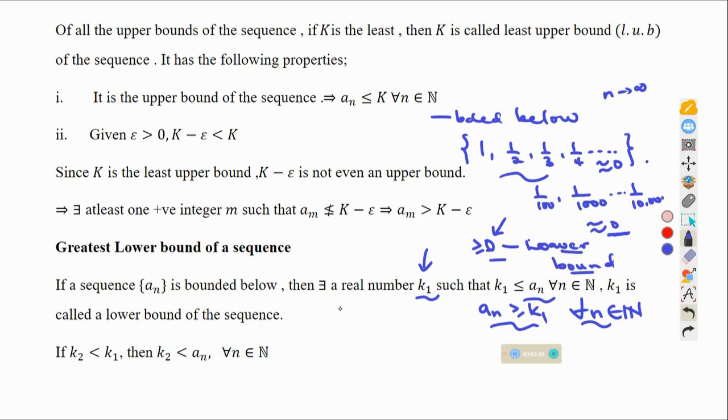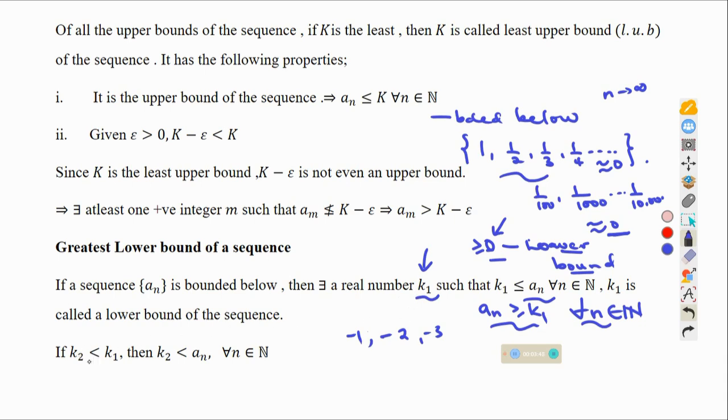Now let us look at the case: what if you have a number like -1? Because we are saying 0 is a lower bound, all these terms will be greater or equal to 0. But when you look at numbers like -1, -2, -3, it means these terms will also be greater or equal to -1, greater or equal to -2, greater or equal to -3.